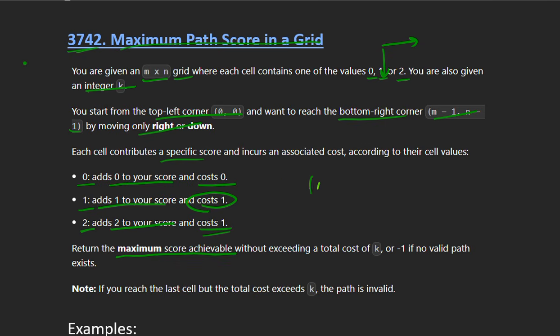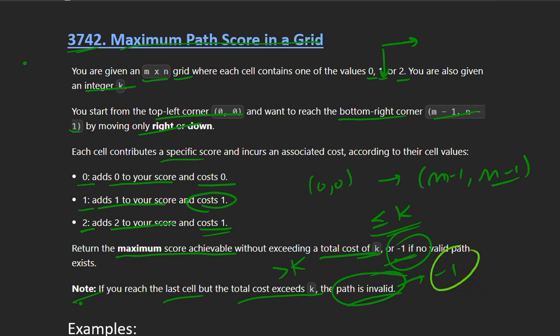We have to return the maximum score which we can achieve by moving from 0, 0 to m minus 1, n minus 1. But the thing is that our total cost should be lesser than or equal to k. And if no path exists whose cost is lesser than or equal to k, then we have to return minus 1, right? It is given in the note that if we reach the last cell but the total cost is greater than k, then the path is invalid and we have to return minus 1 in that case, right?